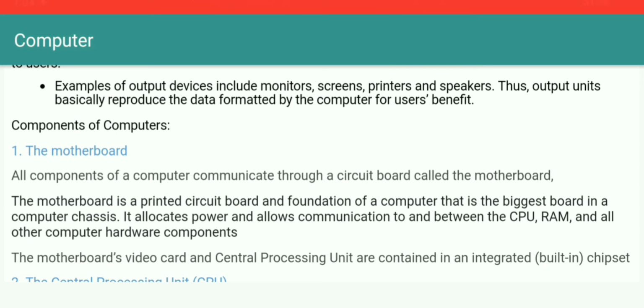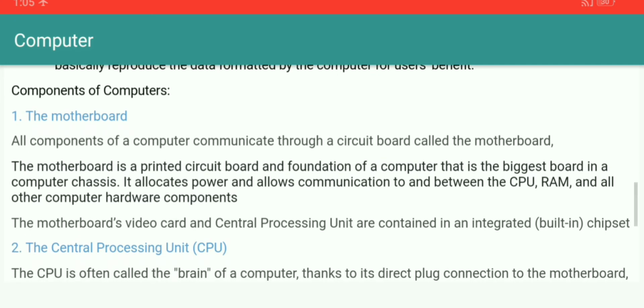It allocates power and allows communication to and between the CPU or Central Processing Unit, RAM or Random Access Memory, and all other computer hardware components. So the motherboard's video card and Central Processing Unit are contained in an integrated built-in chipset.